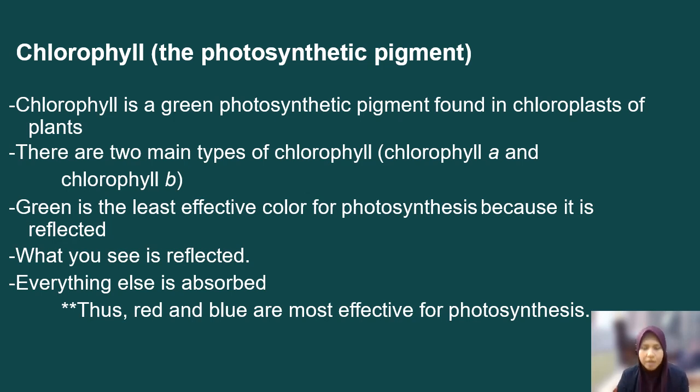Chlorophyll B is found in higher plants and also the green algae. Chlorophyll C is not found in any plants, but it is found in diatoms, in dinoflagellates, and also the brown algae. And chlorophyll D can only be found in the red algae.